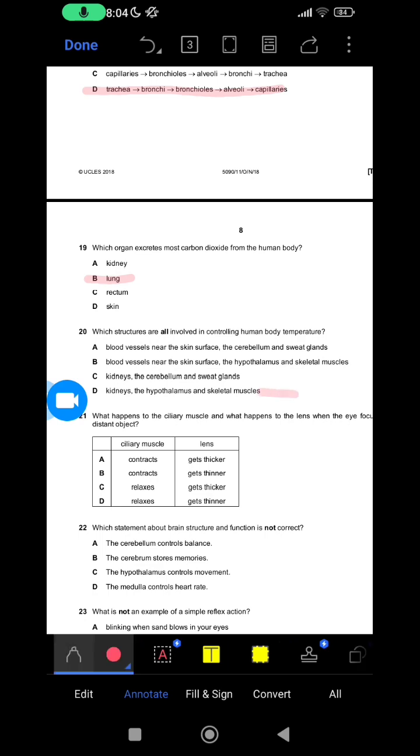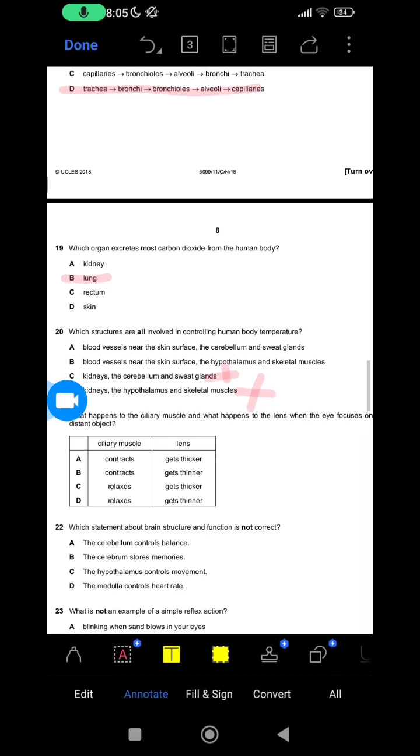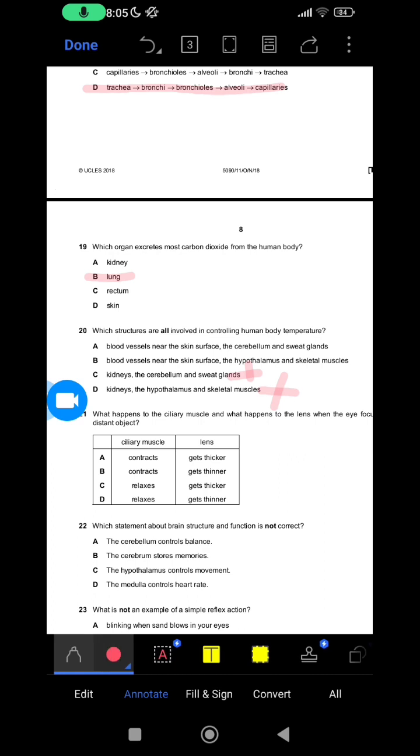Now C and D are incorrect, because the kidneys are not involved in controlling body temperature, while the hypothalamus, skeletal muscles and blood vessels are involved. So B is the correct answer. The cerebellum is not involved in controlling body temperature, so A is incorrect.